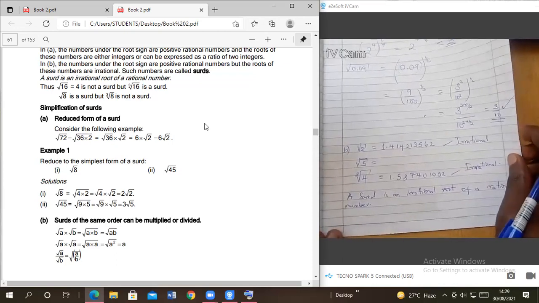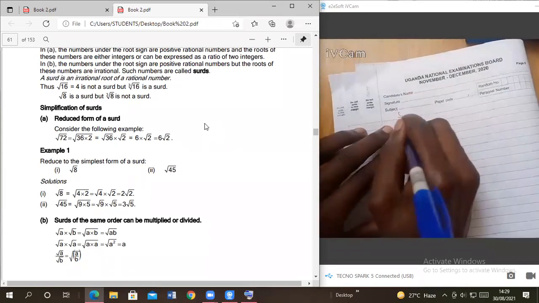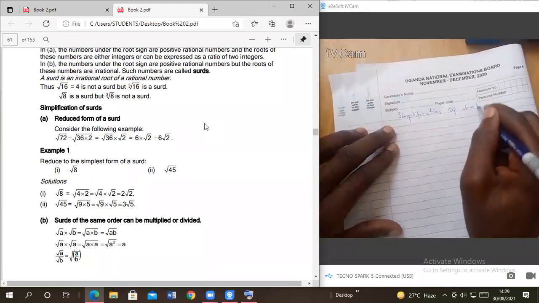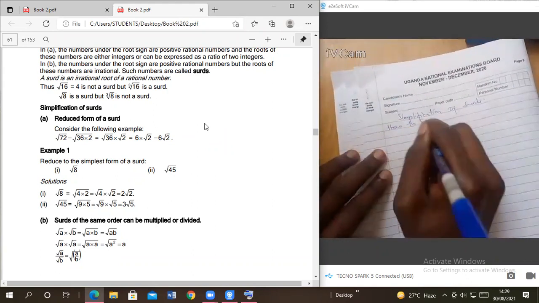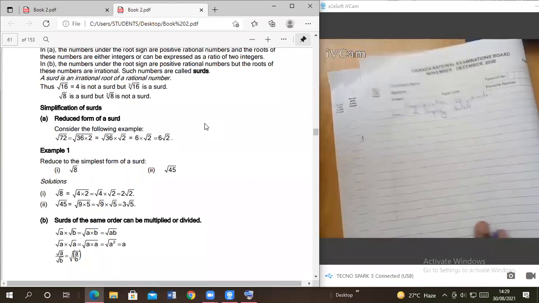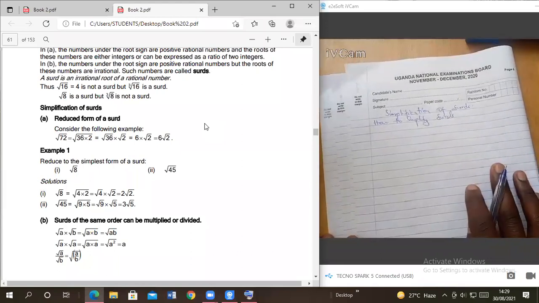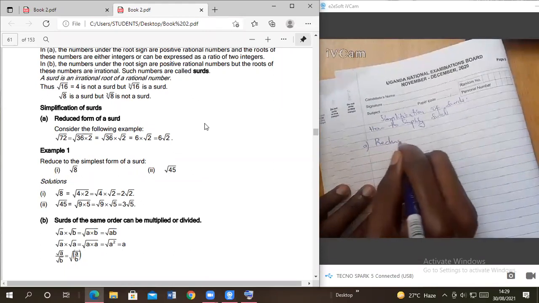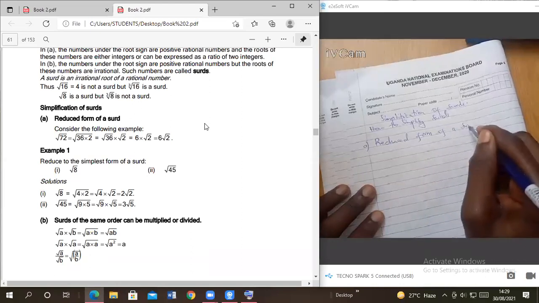Subheading: simplification of surds. How do we simplify surds? Let's look at how to simplify surds. Part A, we have what we call the reduced form of a surd.